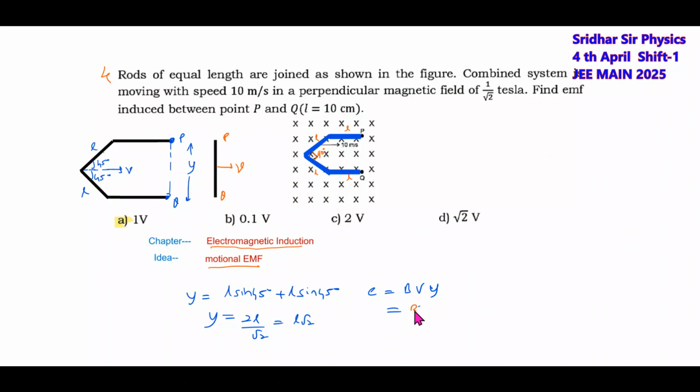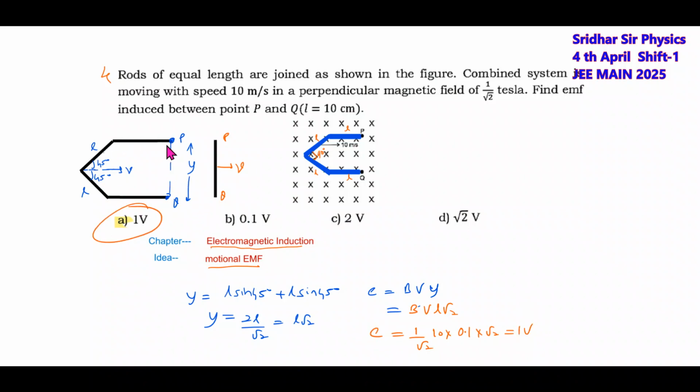So BVY. What is Y equal to? Y equals L root 2. So BVL root 2. The value of B is how much? 1 by root 2. Speed is 10. Length is 10 centimeters, so 0.1 into root 2 will be 1 volt.